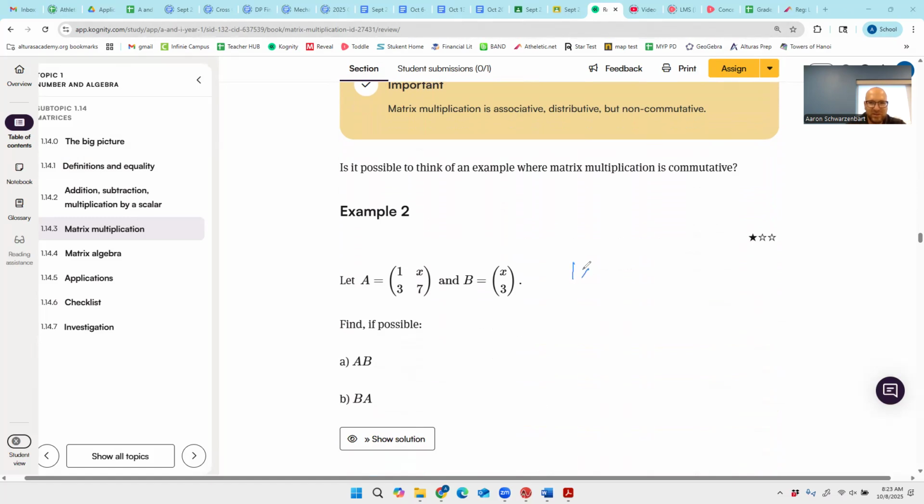1 times x plus x times 3, yes. So my matrix becomes 4x. Wait. 3 times x plus 7 times 3. Why is it not a 2 by 2 matrix in the end? So I have a 2 by 2 multiplied by a 2 by 1. These match, so I can multiply. My result is that.